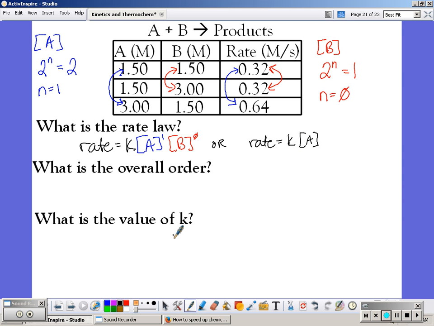So what's the overall order? To figure out the overall order, all you have to do is add together your n's. So we're going to say 1 plus 0 gives us an overall order of 1.